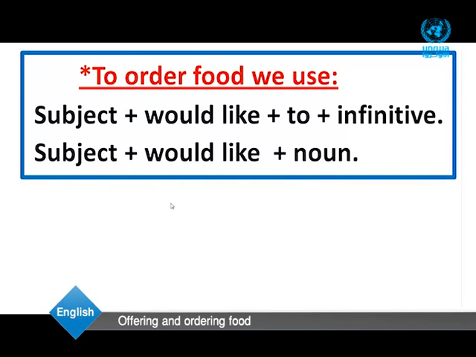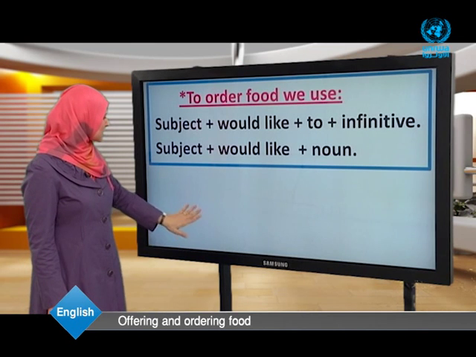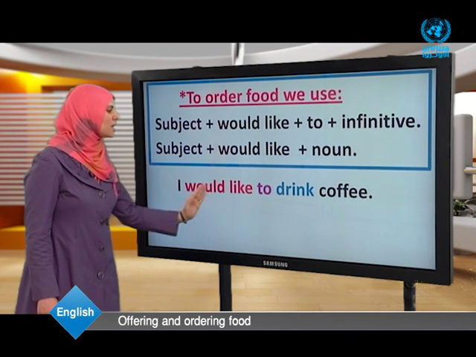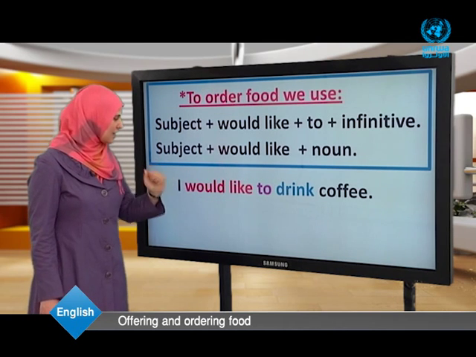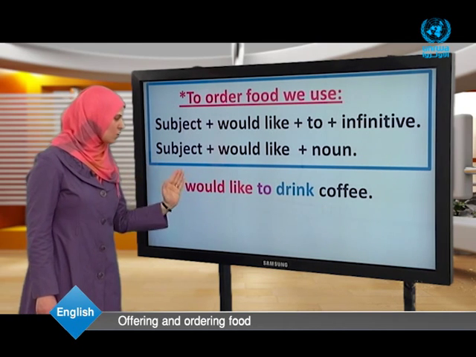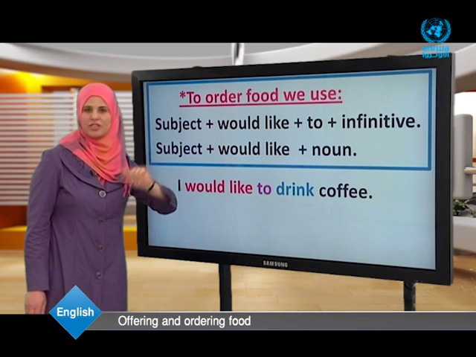would like plus to plus infinitive. Look at this example with me. I would like to drink coffee. Look, would like, to, and the infinitive.